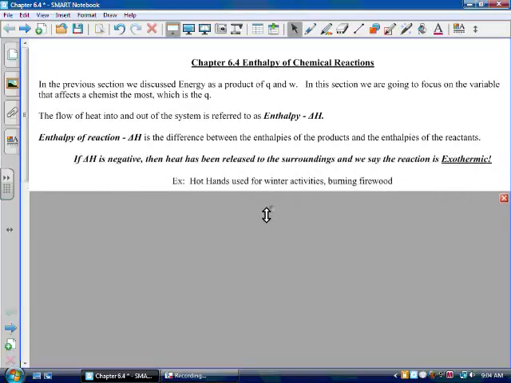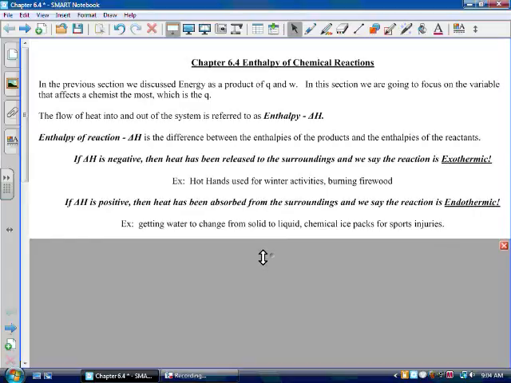Now, we go back to the same thing we just talked about in the last section, the words exothermic and endothermic. If delta H is negative, just like delta E was negative, we call that an exothermic system. So in that case, heat has been released to the surroundings. Again, bring back the example of the hot hand warmers you use in winter activities and burning firewood. When you burn firewood, the combustion of the wood generates heat flowing outward. Therefore, it is an exothermic reaction.